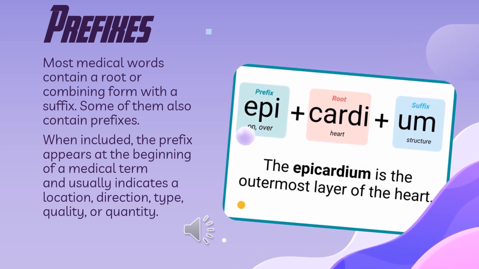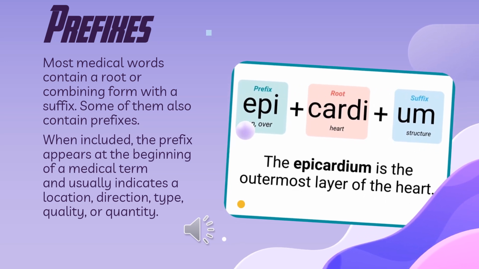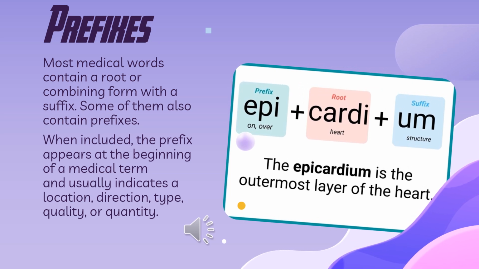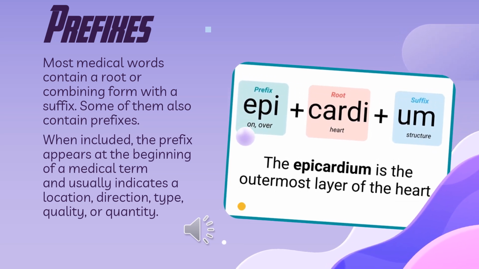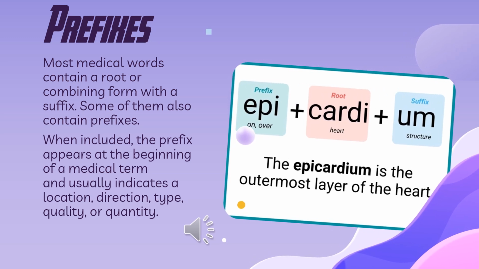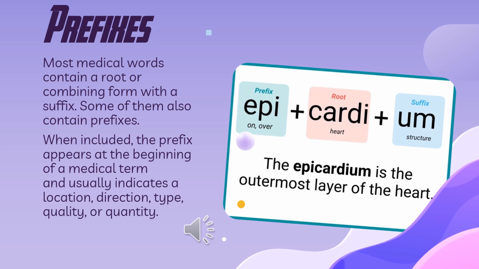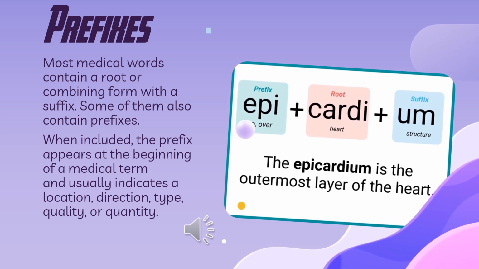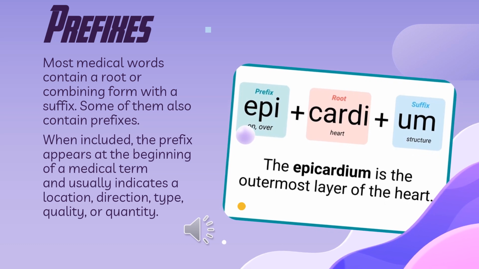Most medical words contain a root or combining form with a suffix. Some of them also contain prefixes. A prefix usually, but not always, indicates location, time, number, or status. A prefix is a word element located at the beginning of the word. Substituting one prefix for another alters the meaning of the word.